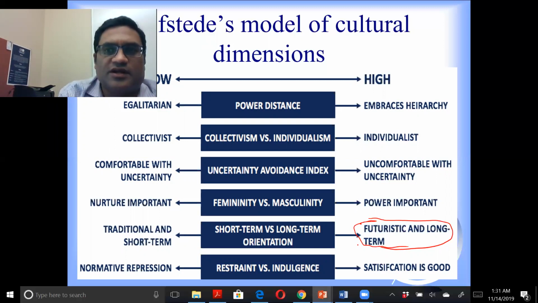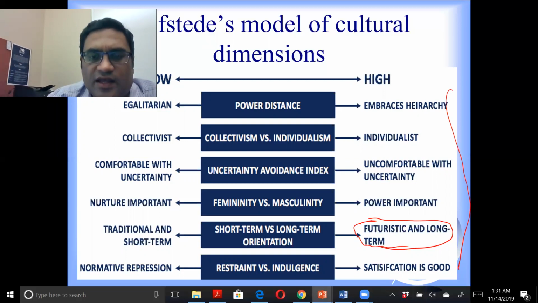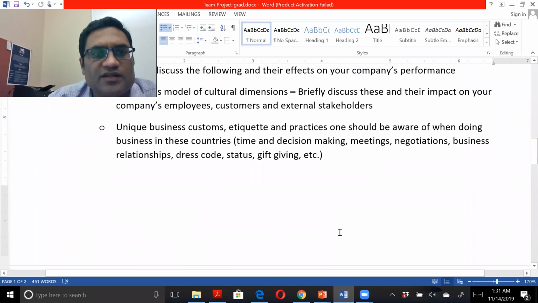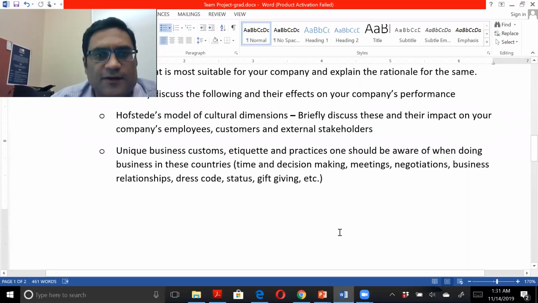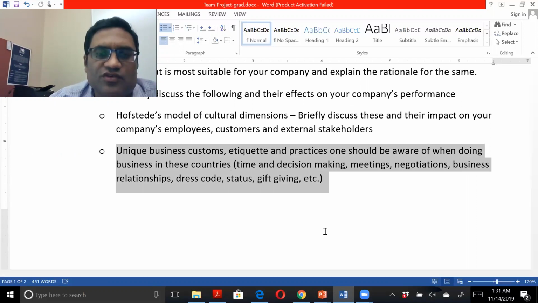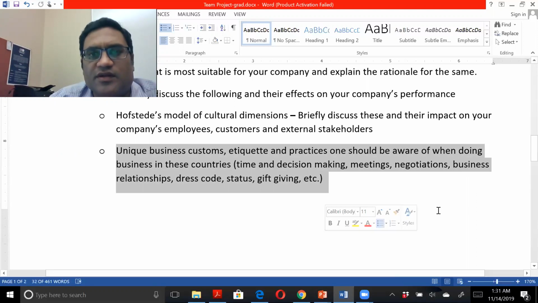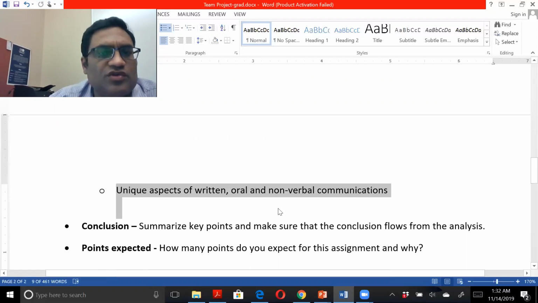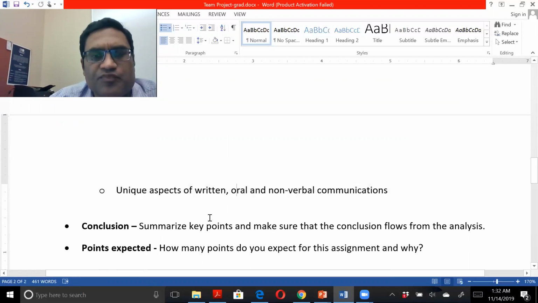Okay, so similarly, you discuss all of these factors, and in addition, you also need to talk about the other factors, which are the unique business customs, etiquettes, practices, gift giving, and so on and so forth, and also how you communicate. What are the do's and don'ts? How do you communicate orally, non-verbally, things like that.